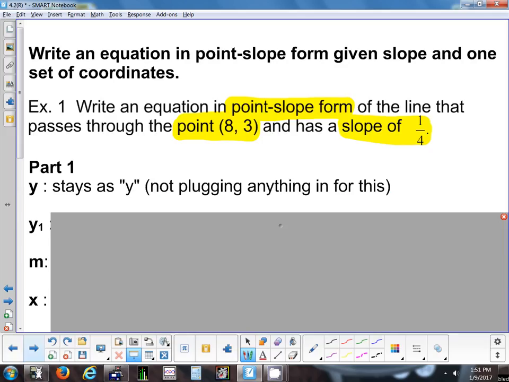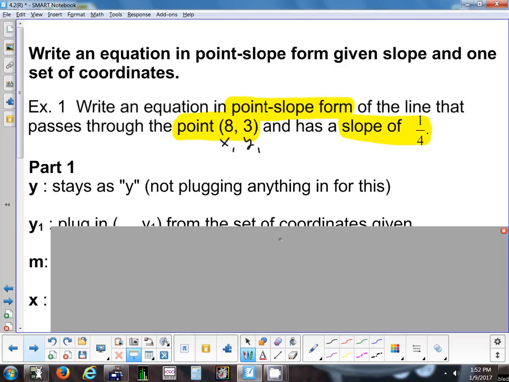8. Why'd you say 8? Oh, no, 3. Okay, why'd you say 3? Because it's x, comma, y. Yeah, that's a coordinate. That's an x value. And that's a y value.